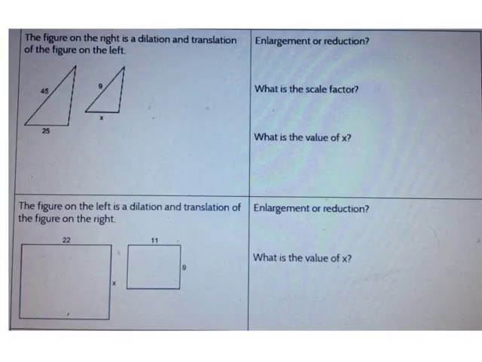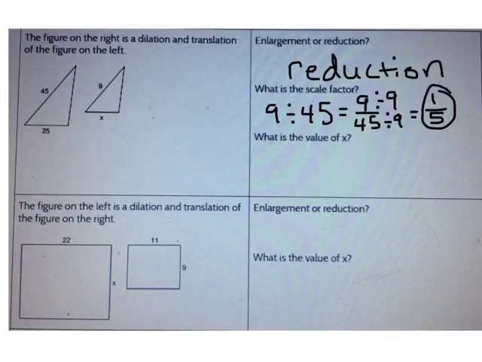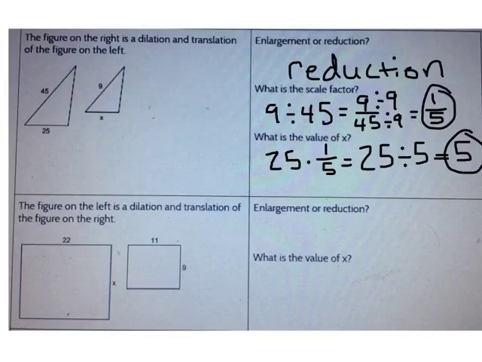Let's do 3 more. The figure on the right is a dilation and translation of the figure on the left. Is it an enlargement or a reduction? It's a reduction. So the scale factor is less than 1. What is the scale factor? Find that now. The scale factor is 1/5. What's the value of x? The value of x is 5. 25 times 1/5 is the same as 25 divided by 5, which is 5.